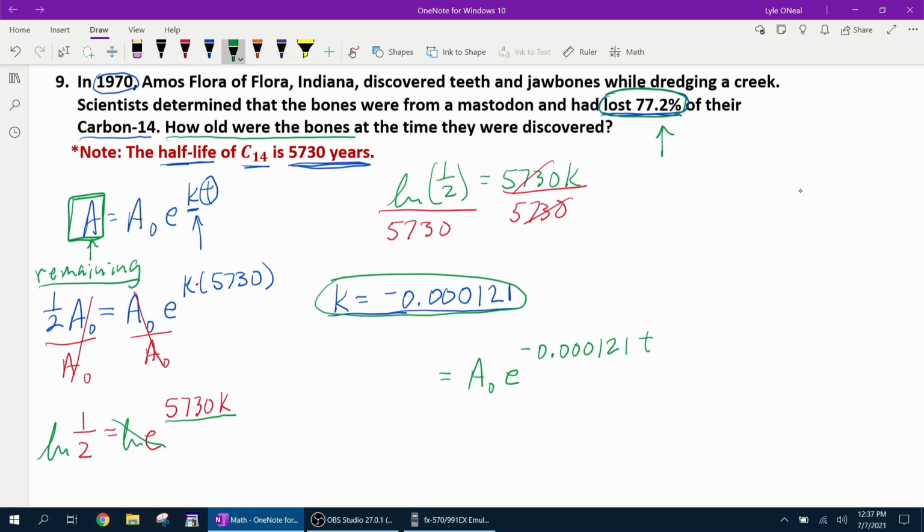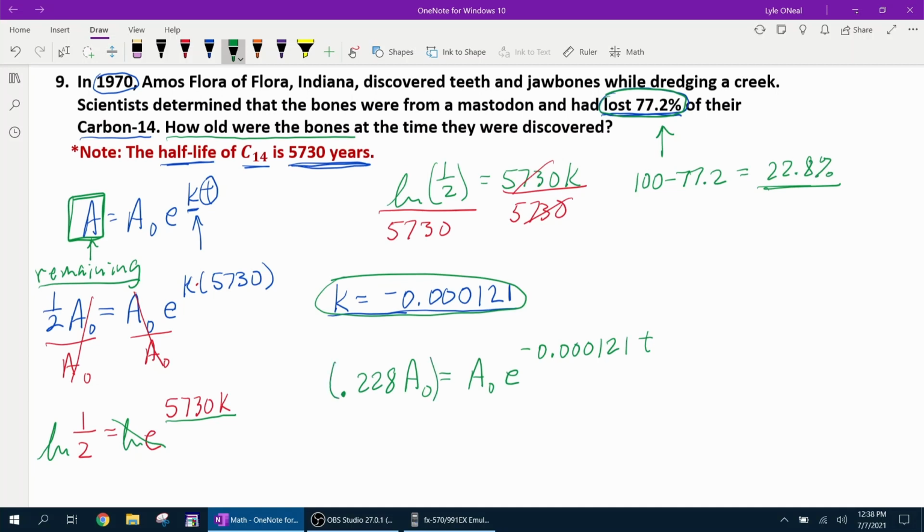So if it lost 77.2%, what percent was remaining? Well, to figure that out, you would do 100% minus 77.2%, which gives you the percent remaining: 22.8% of the carbon-14 was remaining. And so we can plug that in over here. We can say 0.228 of the initial amount was remaining. Does that make sense?